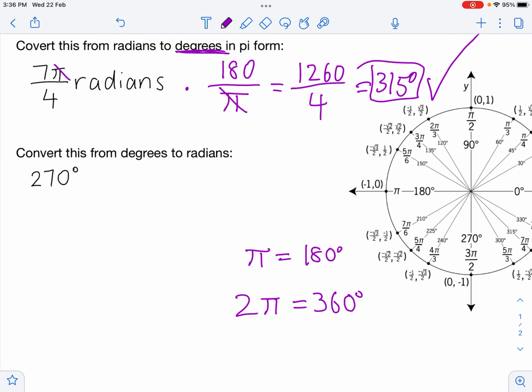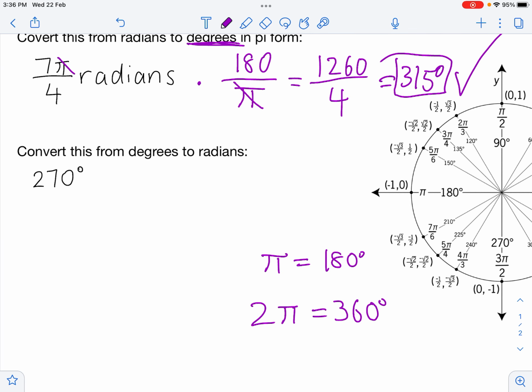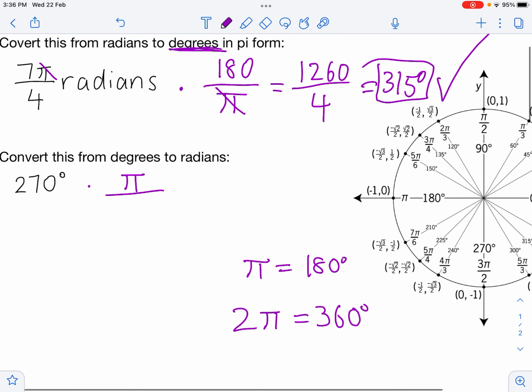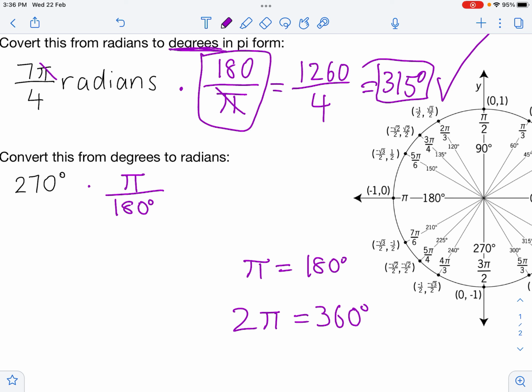Now let's try converting from degrees to radians. Now remember what I said before. When converting from degrees to radians, it has to be times pi over 180. It is the exact opposite here. Here I say 180 over pi. Here it is pi over 180. Now if I want to solve for pi, I can cross out the zeros, and then I get 27 divided by 18, which is 1.5 pi.